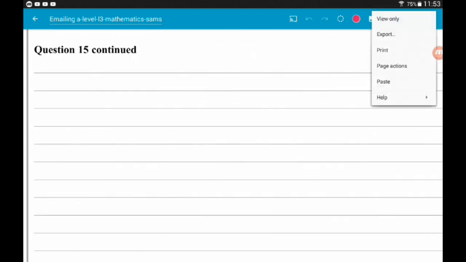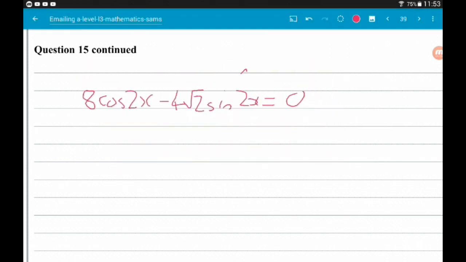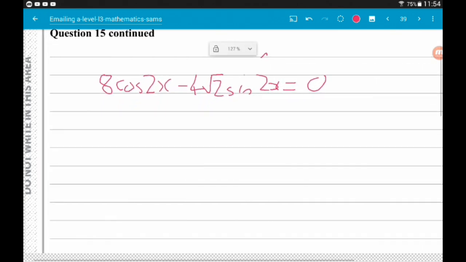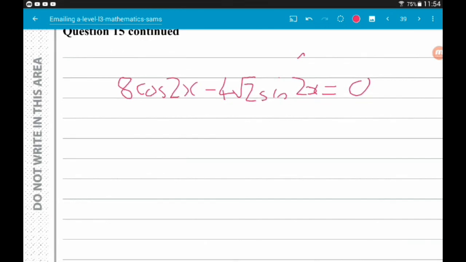Okay, so we want to get this in the form tan of 2x is equal to root 2. So I'm going to add 4 root 2 sine of 2x to both sides. So we then get 8 cos of 2x is equal to 4 root 2 sine of 2x.